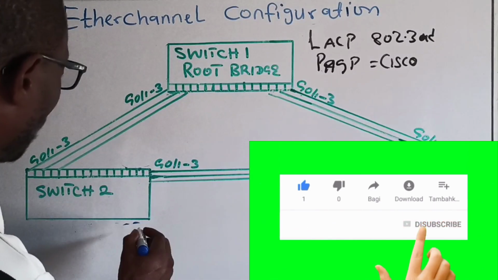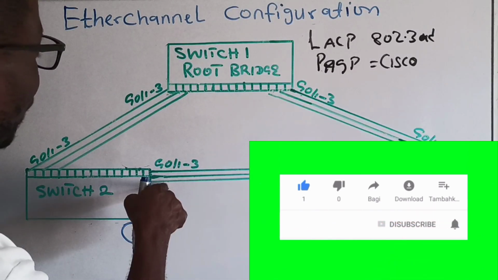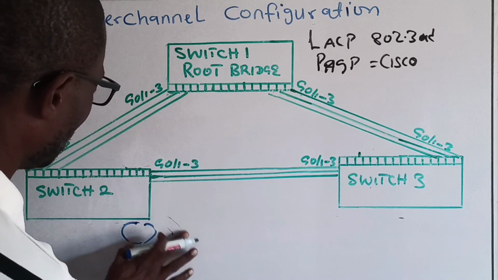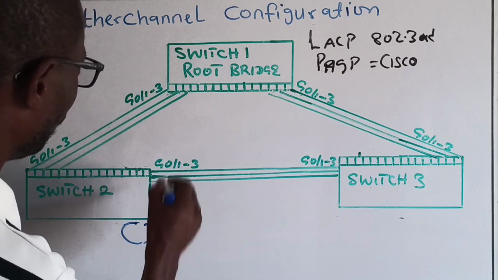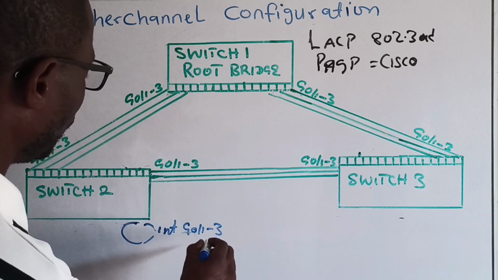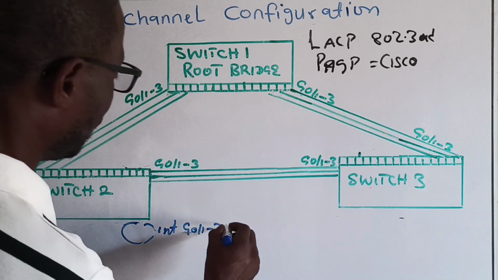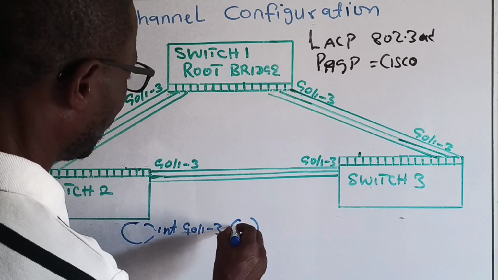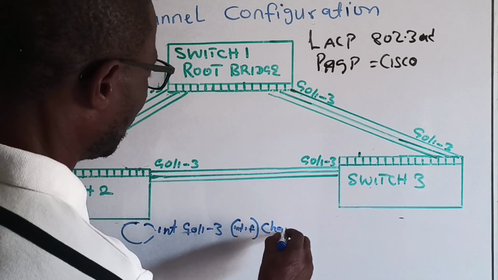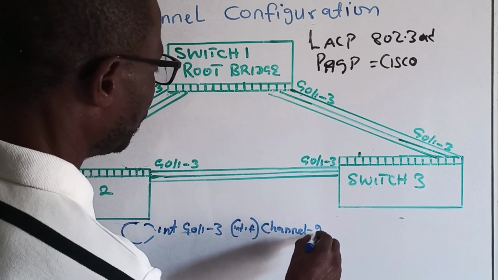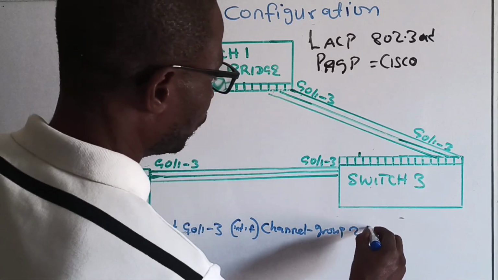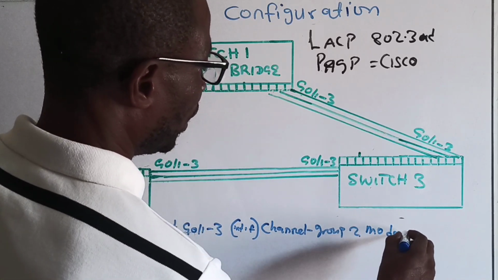Let's say I'm in global configuration mode on this switch. Now, interface range gigabit 0/1 to 3. You hit enter. You're now in interface configuration mode, interface if. Where you put channel-group 2 mode active.